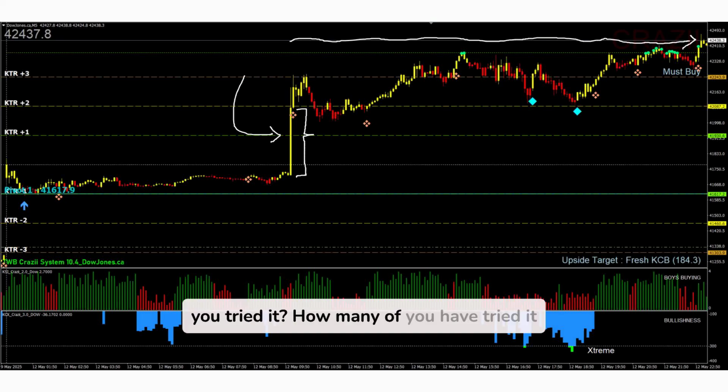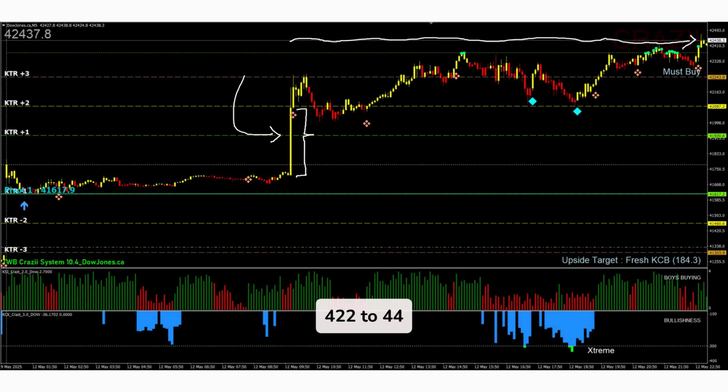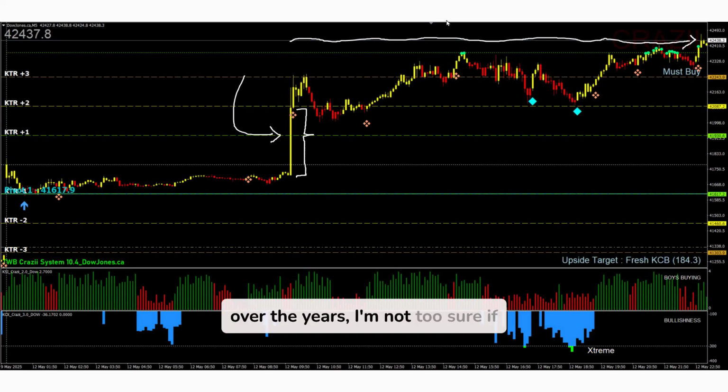Have you tried that? How many of you have tried it itself? If you've tried it, press number 8 right now. It means that you take your thumb and your index finger, put one on the opening, one on the closing, and then you shift one time up on the screen. And you will notice that the level itself will be exactly at the 42,422 to 44 level. All right, only Disha tried. How about the rest? No one tried. Okay, anyway, that is something that I have developed over the years. I'm not too sure if you have tried it yourself, but if you try, it'll be cool.